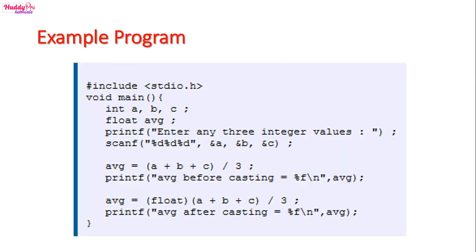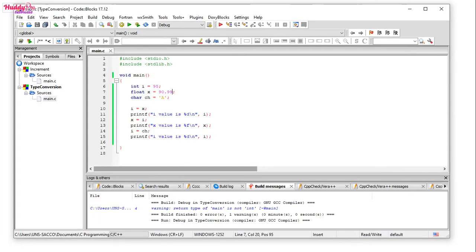Let's look at this example, and I think this will mark the end of our class. Still, let's go to our code blocks and see what we can do. I'm just going to change this existing code and modify it. So in this example, we are going to see the average of three numbers before casting and after casting. This is explicit type conversion, which we call the type casting.